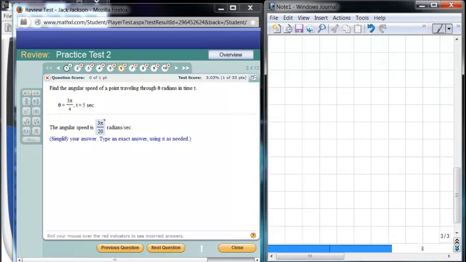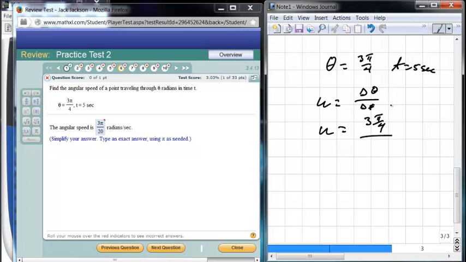Okay, so the next one does ask about angular speed. Theta is 3 pi over 4 and t is 5 seconds. Well, omega is just the change in theta over the change in time, which is basically what they're giving us here. The change in angle is 3 pi over 4, and the change in time is 5 seconds. And so just work that out. That's 3 pi over 20 per second. And you can write radians or not write radians, either one, because radians is technically not a unit. So 3 pi over 20 per second, or 3 pi over 20 radians per second.